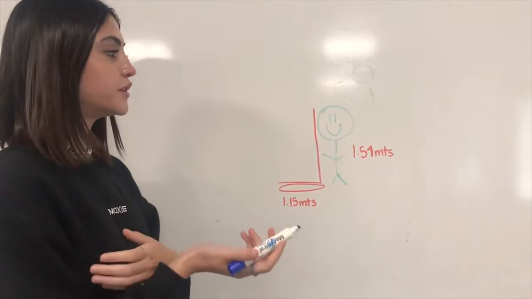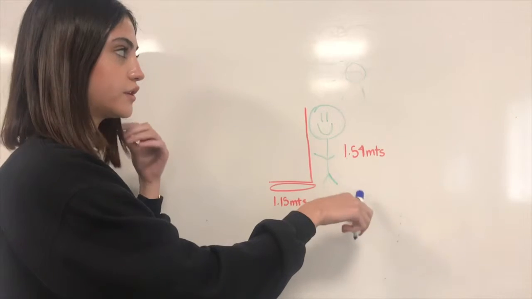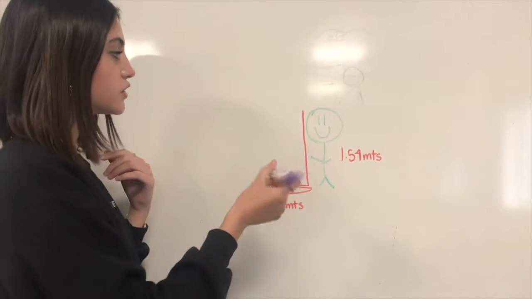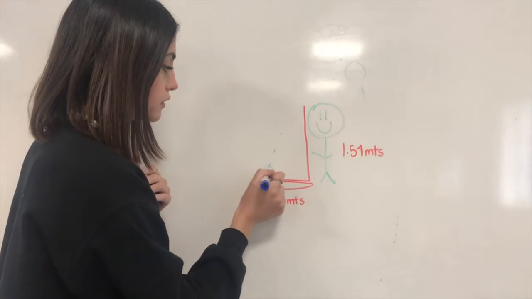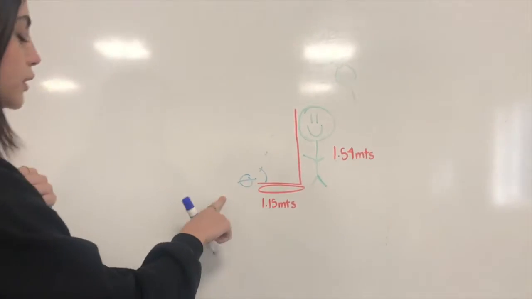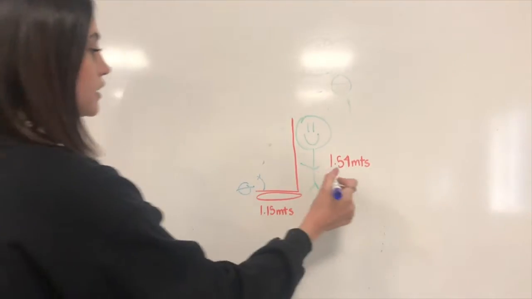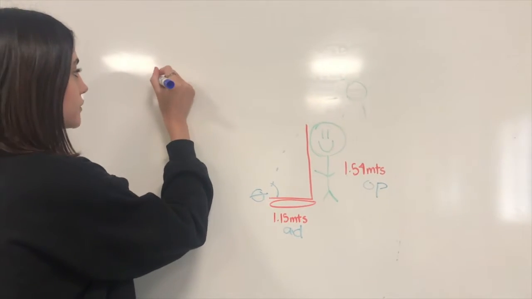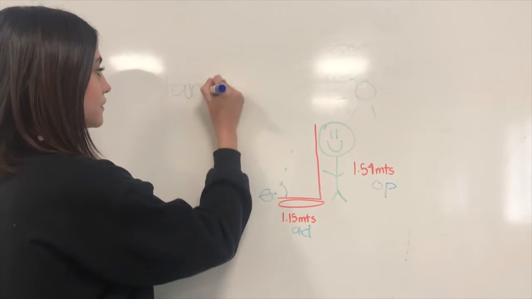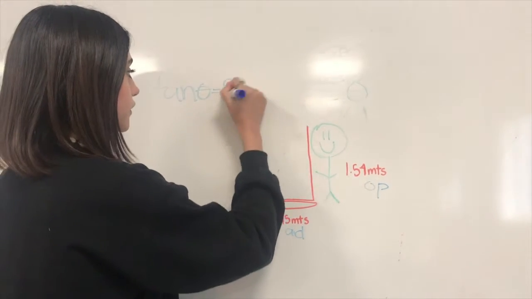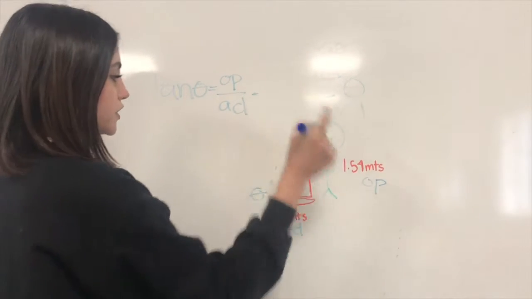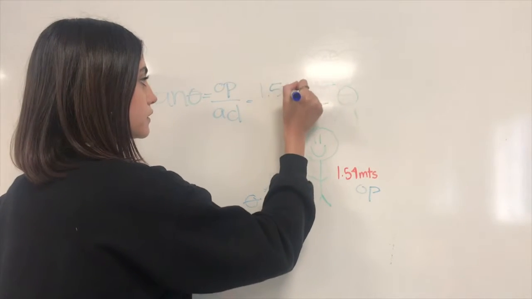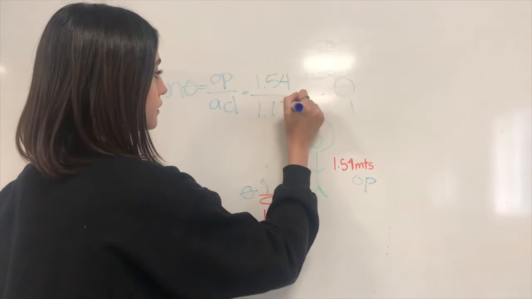For this real life problem, we're going to use a person that measures 1.54 meters, standing below the sun, and casts a shadow that measures 1.15 meters. So we need to get the angle of elevation from the sun. We're going to call it theta. For this, we're going to use this side and this side, which are the opposite and the adjacent, and use the trigonometric ratio of tan, which is opposite over adjacent. And we're just going to put the numbers of the sides, which is 1.54 over 1.15.